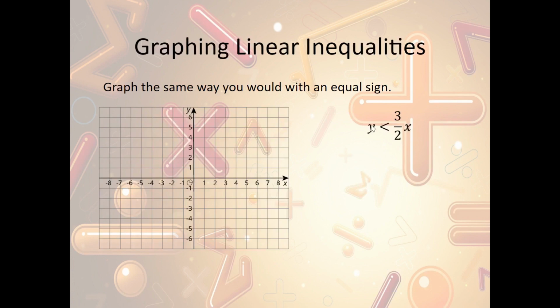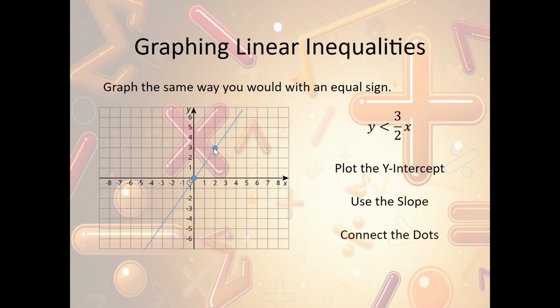Well, when we graph these, we have y is less than 3/2 x. So we're going to plot the y-intercept first. Notice there is none listed here, so our y-intercept is 0. So I'm going to go here to 0 and plot my point. And my slope is 3/2, so I'm going to go up 3 to the right 2. So I go up 3 to the right 2, plot my point, and normally I would just connect the dots.